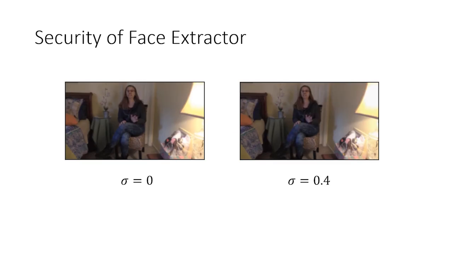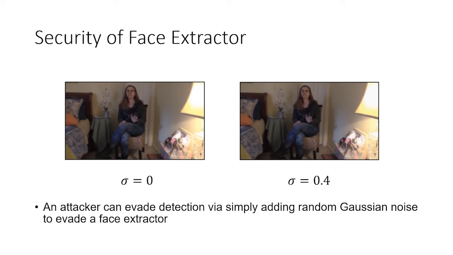This figure shows a pair of example image frames without and with Gaussian noise. We observe that humans can hardly notice the noise even if sigma is 0.4. Our results imply that an attacker can evade detection via simply adding random Gaussian noise to evade a face extractor.